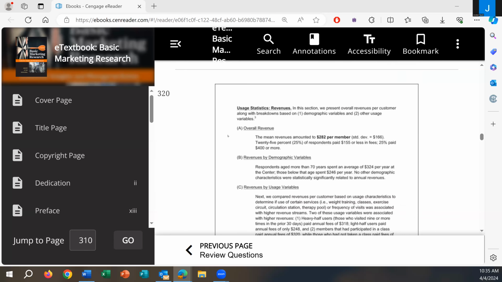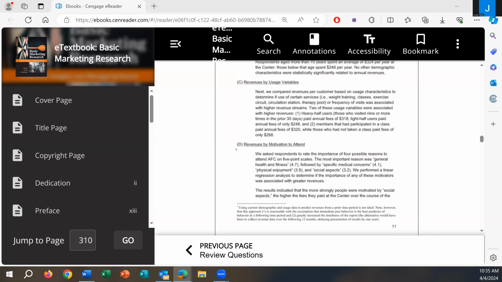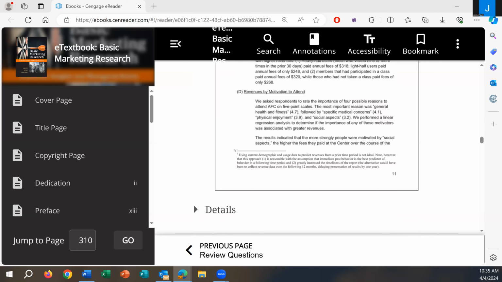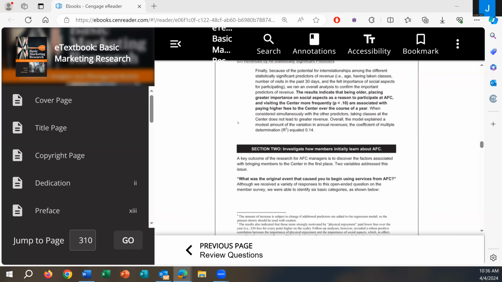Usage statistics, so how much did the members pay per month? In those circumstances, other demographic variables, revenue by usage variables, motivation to attend. They obviously had a question that might have had a Likert scale to say, on a scale of 1 to 5, how motivated are you to do this or that, and that's where they came up with the revenues by motivation to attend, and other statistical information.